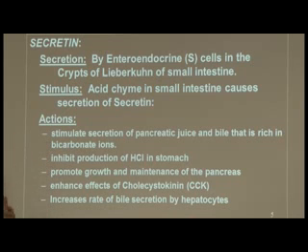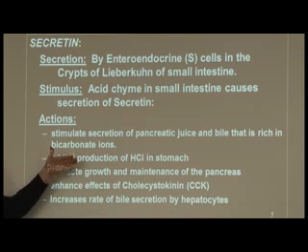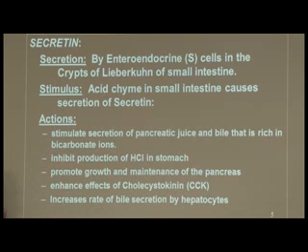Also, as chyme is exiting the stomach, it's an indication that the digestive processes in the stomach are going to start coming to a conclusion and the stomach is empty. Then secretin is also going to inhibit the parietal cells in the gastric pits and decrease the production of hydrochloric acid to help maintain a healthy stomach mucosa.